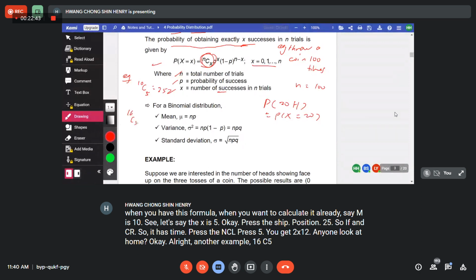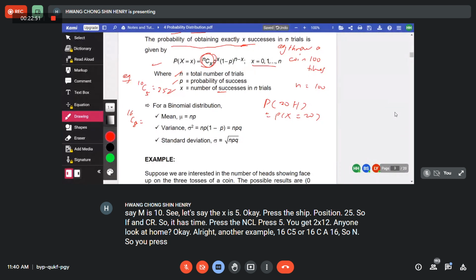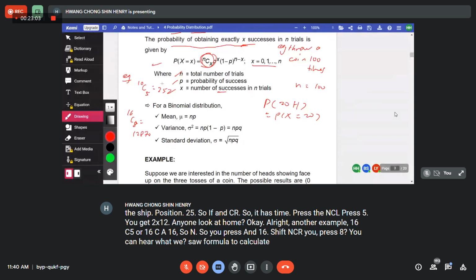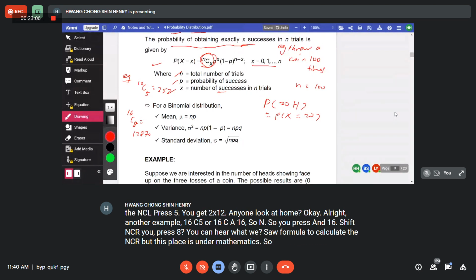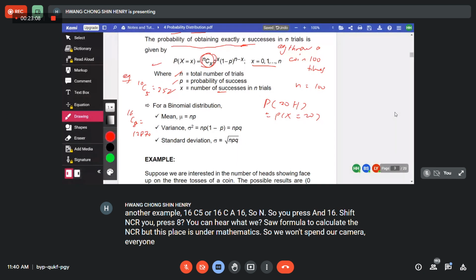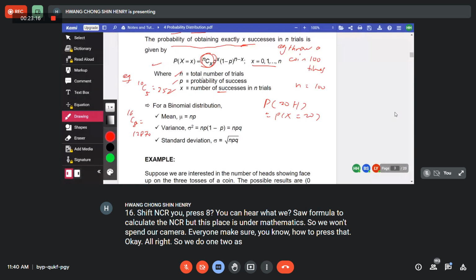Another example, 16C8. 16 is the n, so you press 16 shift nCr, you press 8, you get here 12870. There's a formula to calculate the nCr, but this one is under mathematics, so we won't spend our time here. Everyone make sure you know how to press that. Okay, all right. So we do two examples after this using the full formula.